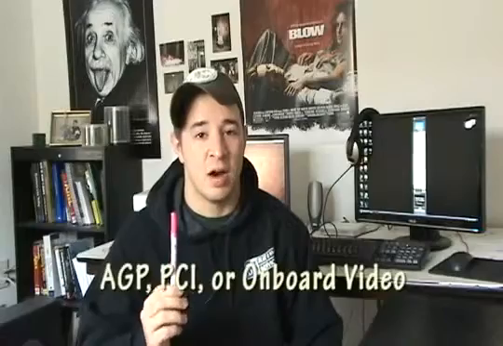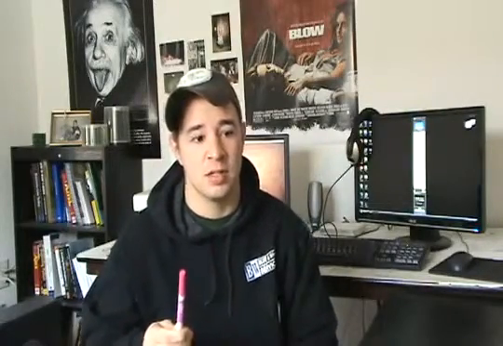Now there are three different ways that you can plug your monitor into the system. Three major ways. You can get an AGP card, you can get a PCI card, or you can have onboard video on your motherboard. Now what onboard video is, it's pretty much a video card built right into your motherboard, so you don't have to install anything extra.